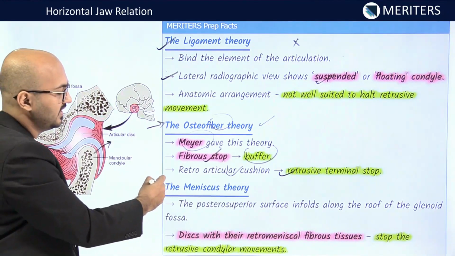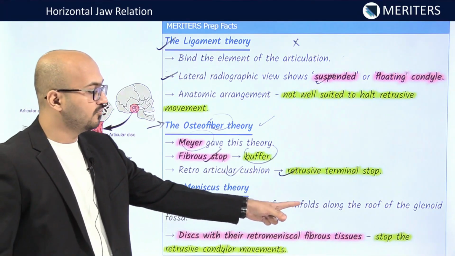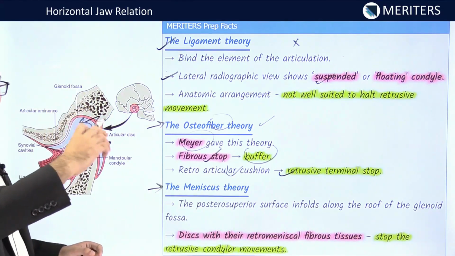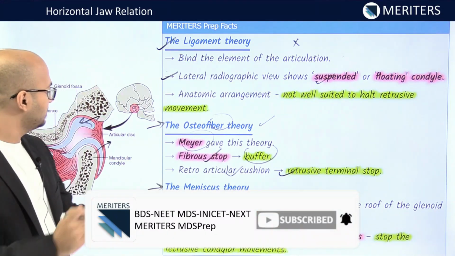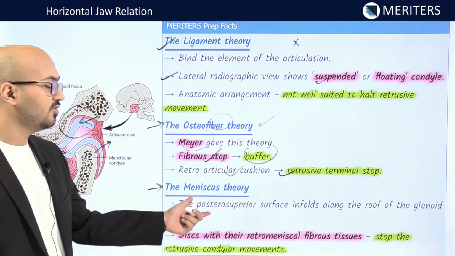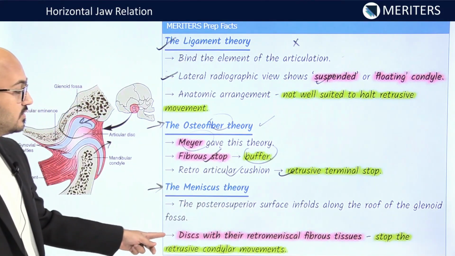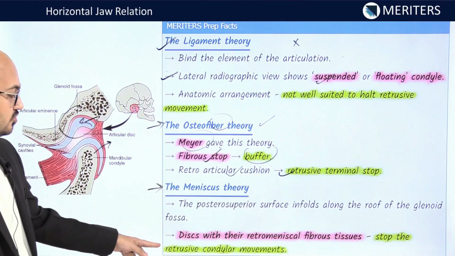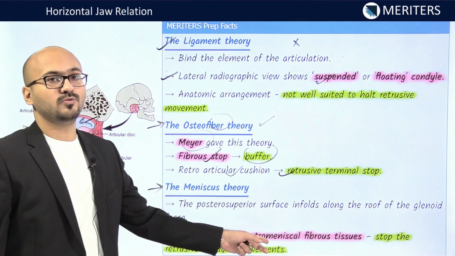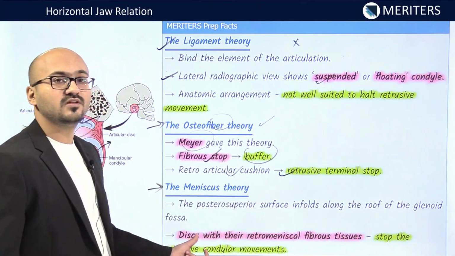The last theory is the meniscus theory or the articular disc related theory. The posterior superior surface infolds along the roof of the glenoid fossa. So the articular disc comes in a biconcave way. This is the posterior superior surface which stops in the glenoid fossa. The articular disc is responsible for stopping the mandible in that position. The disc with its retromeniscal fibrous tissues stops the retrusive condylar movement. Because behind the disc there is retromeniscal fibrous tissue, which acts as a stop for the condyle.